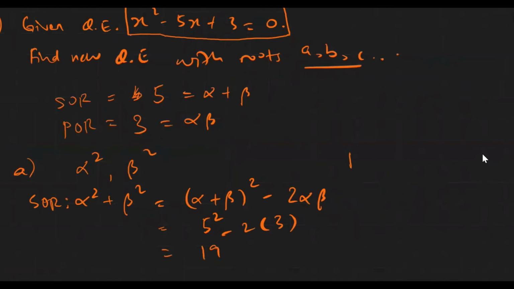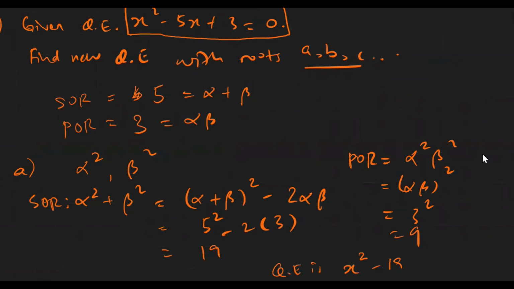What about the product of roots? That will be alpha squared times beta squared, and you can have this itself, so it's 3, and therefore it is 9. So the quadratic equation will be x squared minus 19x plus 9 equals 0.